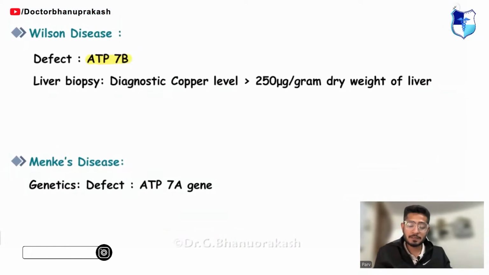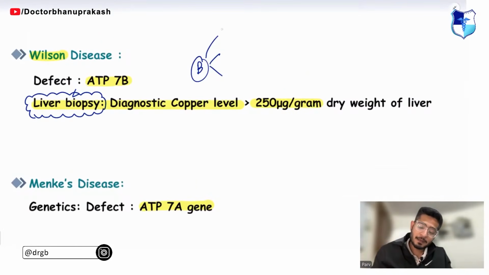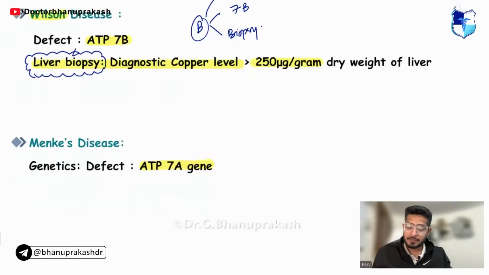The ATP7B gene is seen in the Wilson's disease defect, and in Menkes disease it is the ATP7A gene. What is the diagnostic? Please understand, liver biopsy is diagnostic, where the copper levels are more than 250 micrograms per gram dry weight of the liver. Remember, Wilson is B only: Will, Son, so Son is beta. So 7B is important, and biopsy is important for Wilson's disease.